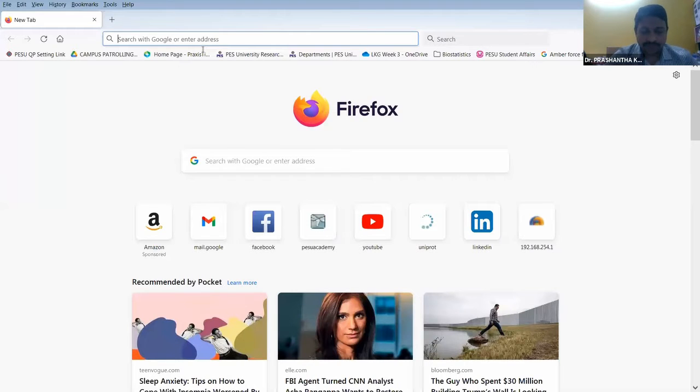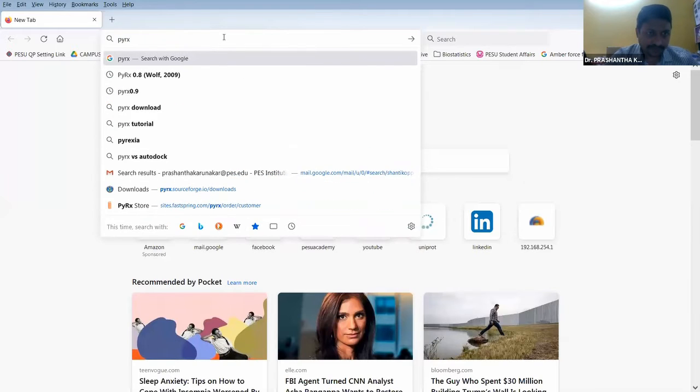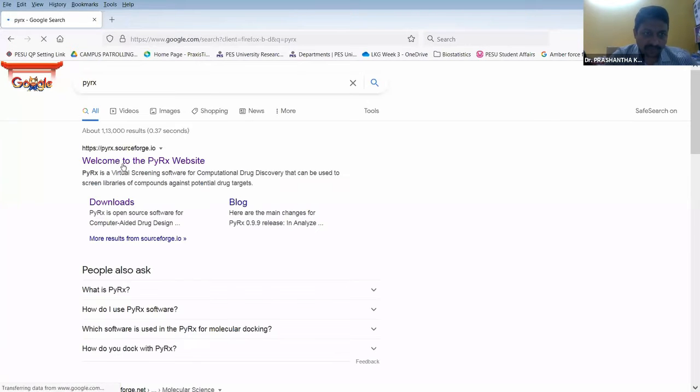Today we will do molecular docking studies. So I have shared the link to download the PyRx software, PyRx in short. And there are two versions within that. I will share my screen. One is the commercial version and another one is the free version. So this is the link that I shared yesterday.